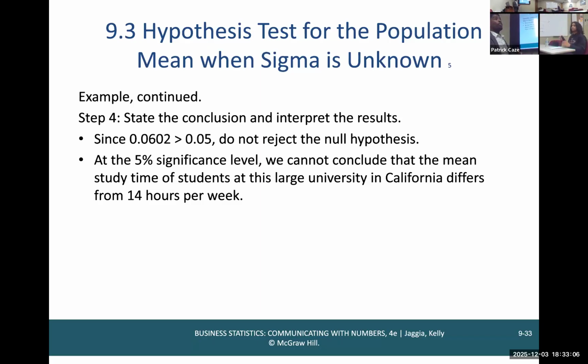This is just because we're using a t statistic, so it's different than using a z. If this was a z and we had the p-value region and z test, we would still not reject the null hypothesis, because it's greater than 0.05.